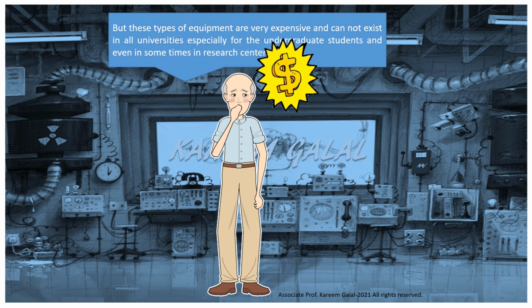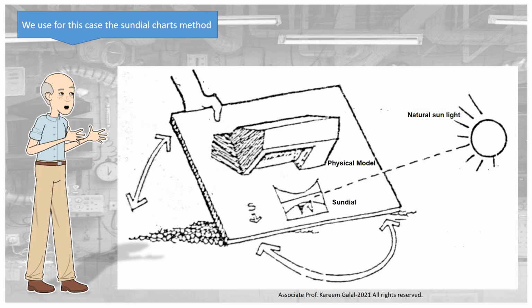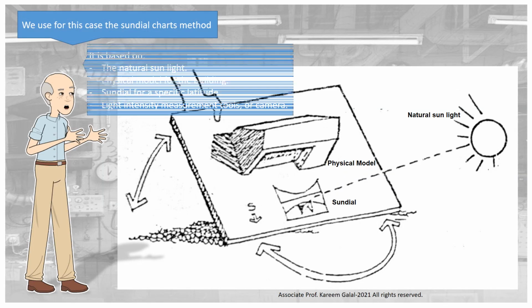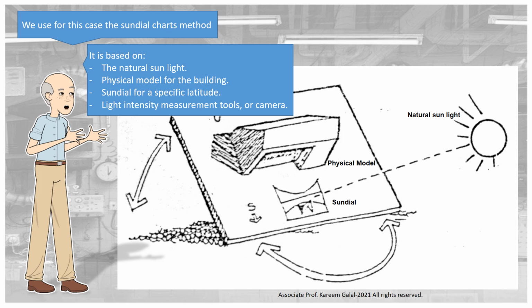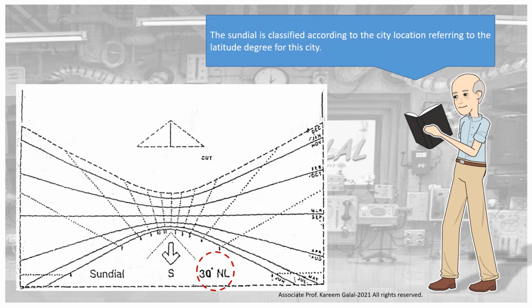But these types of equipment are very expensive and cannot exist in all universities, especially for the undergraduate students, and sometimes even in research centers. We use for this case the Sundial Charts method. It is based on the natural sunlight, a physical model for the building, a sundial for a specific latitude, and light intensity measurement tools, or a camera. The sundial is classified according to the city location, referring to the latitude degree for the city.